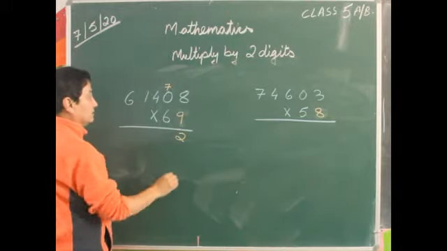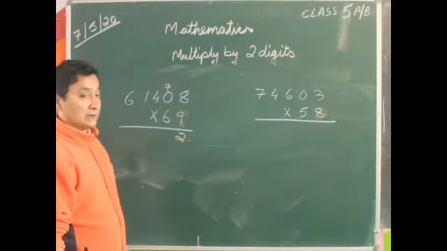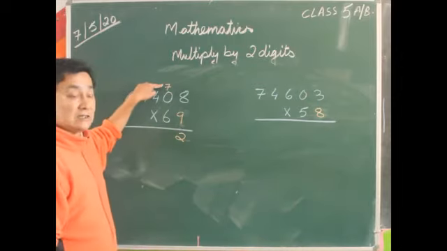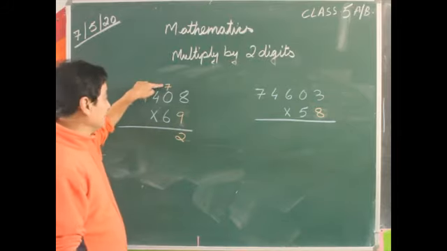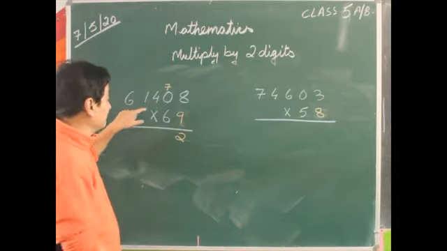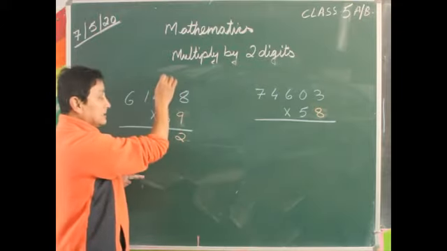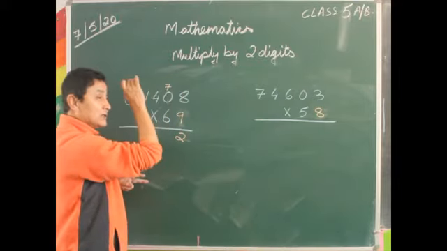72. Now children, most of you make a mistake. Remember that this 7 is the carried number. Okay? We should not multiply with the carried number. We should multiply with the number that is given here. We have to multiply this, not that. This is the carried number, so you just add.